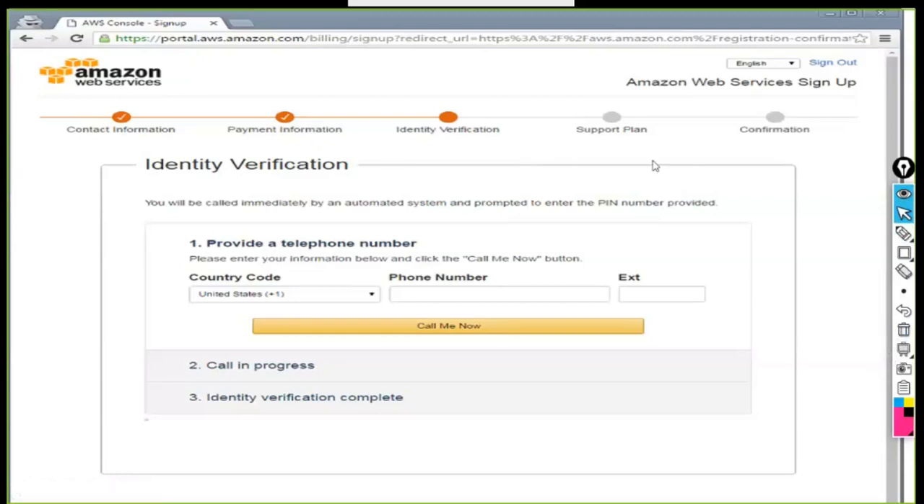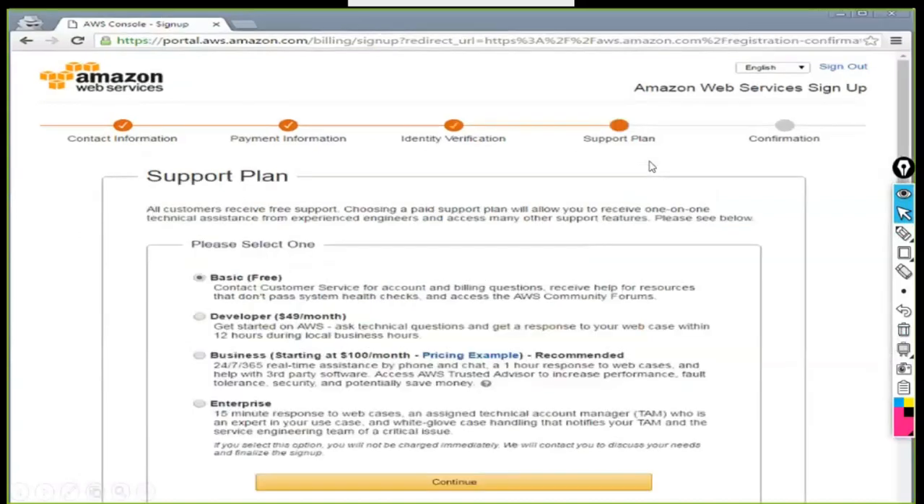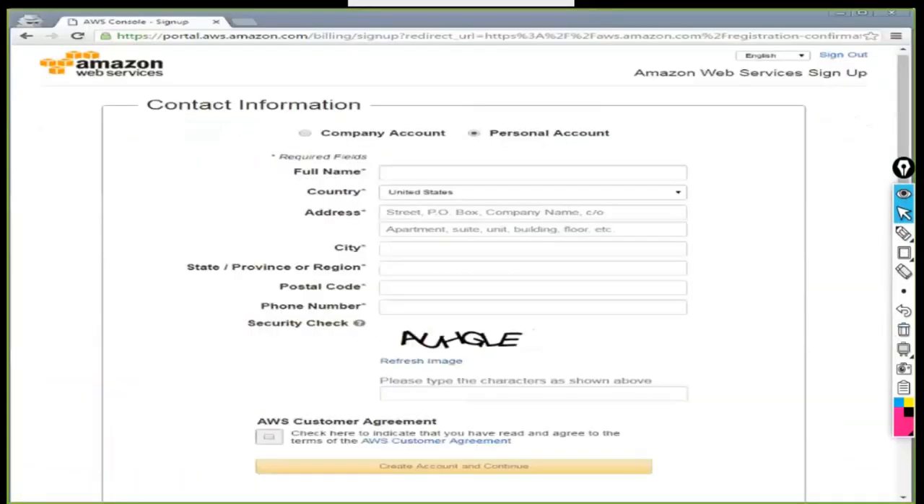Then you have the support plans. In the support plans, you go for Basic, which is free. You also have Developer, if you are a developer, at $49 per month. Business starts at $100. Enterprise is an entirely different pricing slab. There are different pricing slabs for different variants of usage, but let's target only the Basic free plan, and by default it is selected. Then finally we go to the confirmation page, and that's all. It's done. We have created our account. Is this clear? Is there any question on this? Please let me know.